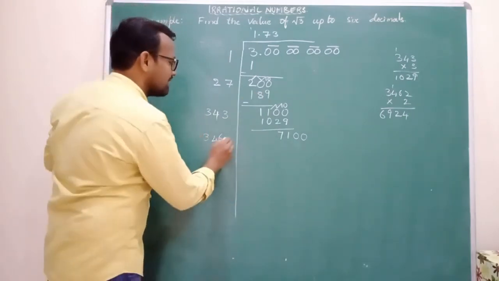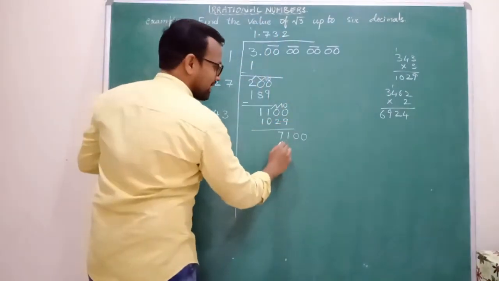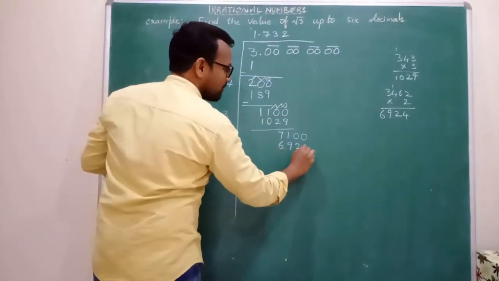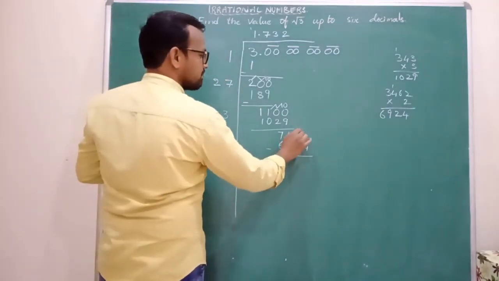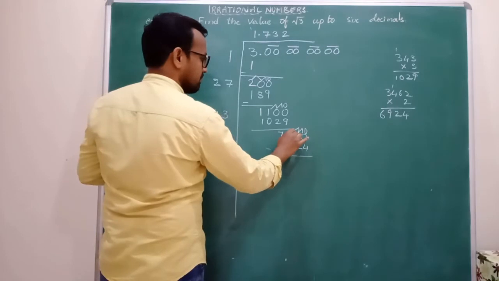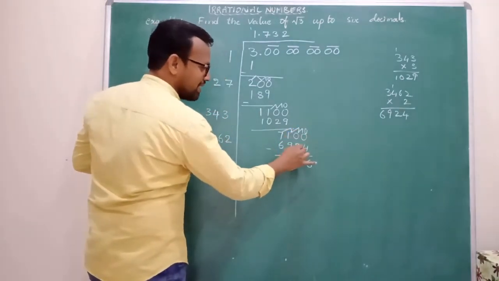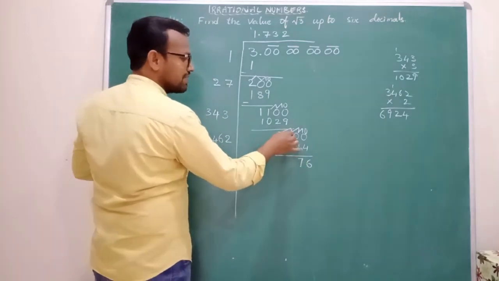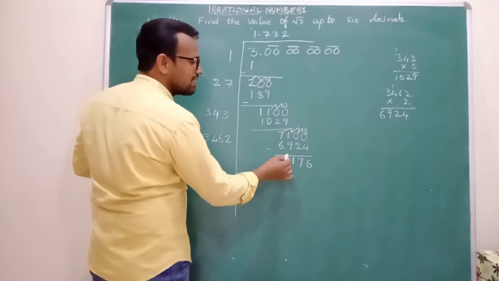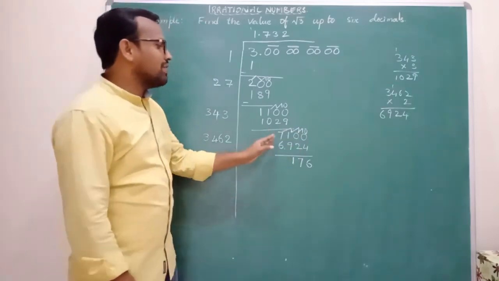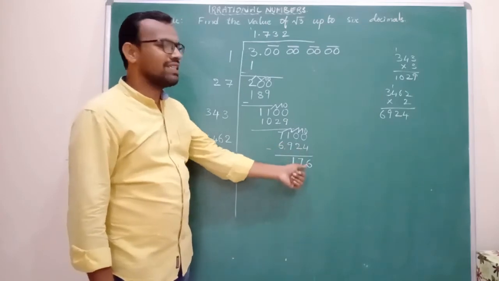So let me take here 2 and here also 2. And after multiplying, 6,924 I got. Now subtract this one. 10 minus 4, 6. 9 minus 2, 7. 10 minus 9, 1. And 6 minus 6, 0. So 7,100 minus 6,924 is 176.